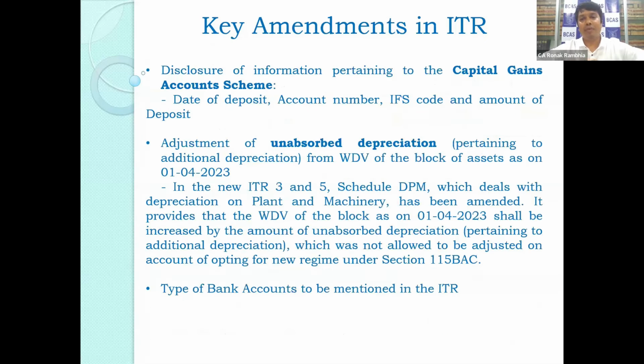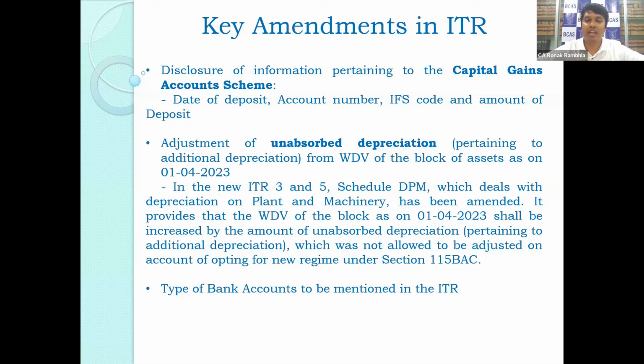Some other key amendments, like the capital gain account scheme. Earlier you had to only put the amount, and now you have to put the date of deposit when you've deposited in the capital gain account, the account number, and the IFSC code, and obviously the amount of deposit made in the capital gain account scheme. Now, when you are opting for the new regime, the depreciation schedule now allows you to adjust the unabsorbed depreciation pertaining to the additional depreciation from the WDV of the block of assets as on the opening date, that is 1st April 2023.